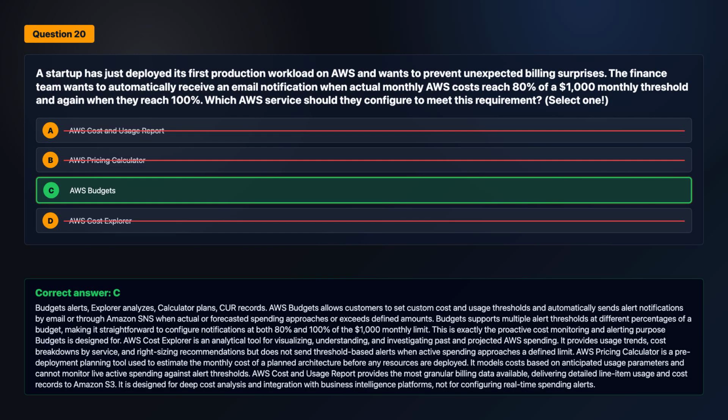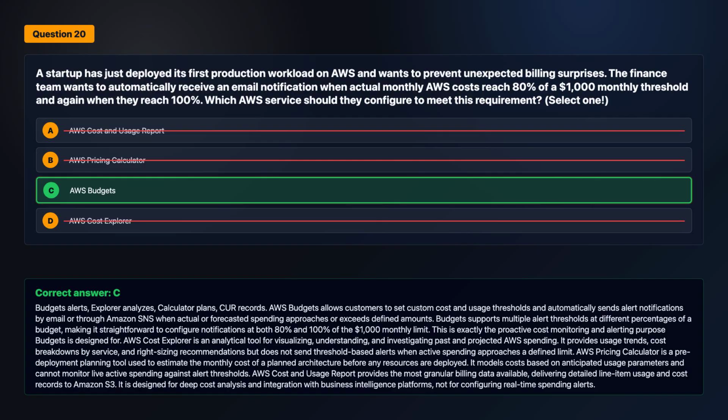The correct answer is option C. Budgets alerts, Explorer analyses, Calculator plans, CUR records. AWS Budgets allows customers to set custom cost and usage thresholds, and automatically sends alert notifications by email or through Amazon SNS when actual or forecasted spending approaches or exceeds defined amounts. Budgets supports multiple alert thresholds at different percentages of a budget, making it straightforward to configure notifications at both 80% and 100% of the $1,000 monthly limit. This is exactly the proactive cost monitoring and alerting purpose Budgets is designed for.